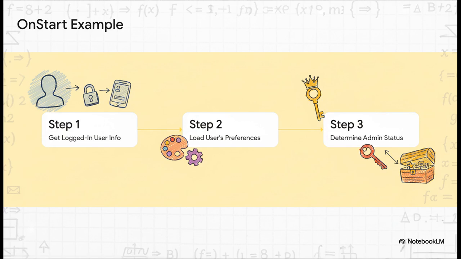So, picture this. We're building an app for our team. The moment someone opens it, we want 3 things to happen automatically, behind the scenes. First, we need to know who they are. Second, we want to load their personal settings, like maybe a dark mode theme. And third, we need to figure out if they're an admin so we can show or hide certain controls.